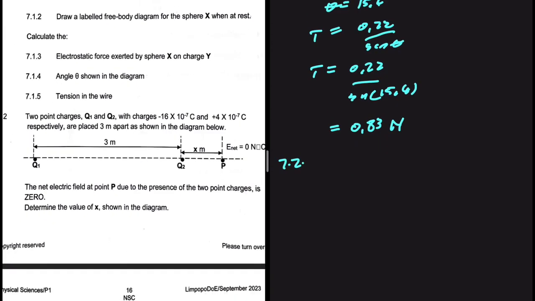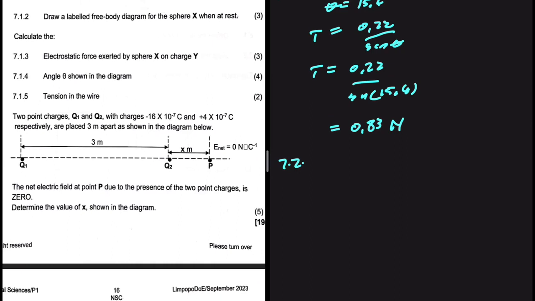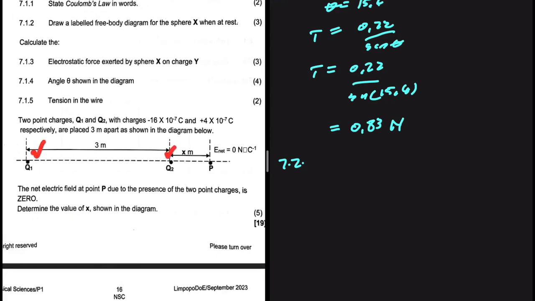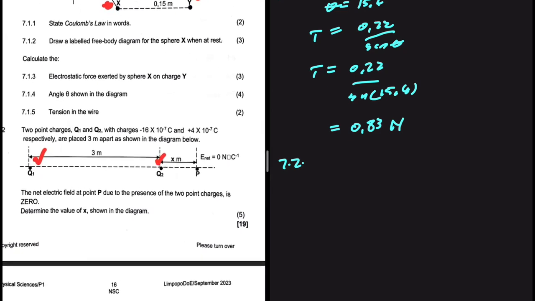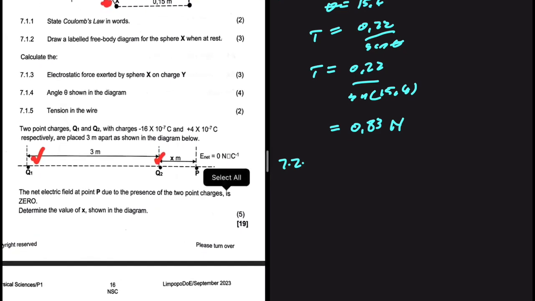Two point charges Q1 and Q2 with charges minus 16 times 10 to the minus 7 and plus 4 times 10 to the minus 7 coulombs respectively are placed 3 meters apart as shown in the diagram below. As we can clearly see, the net electric field at point P due to the presence of the two point charges is 0. Determine the value of X shown in the diagram.